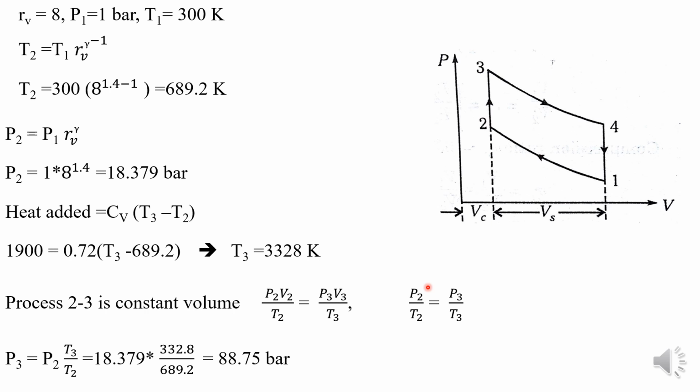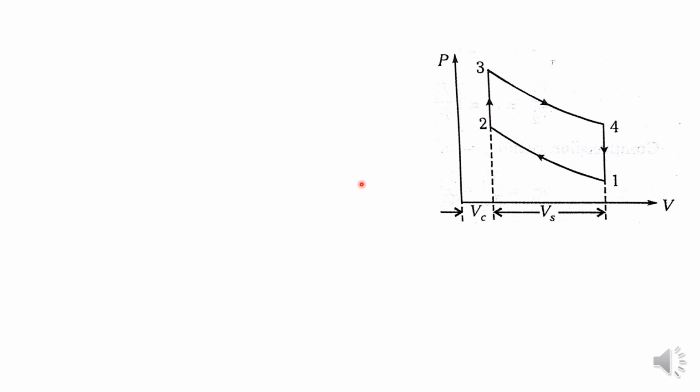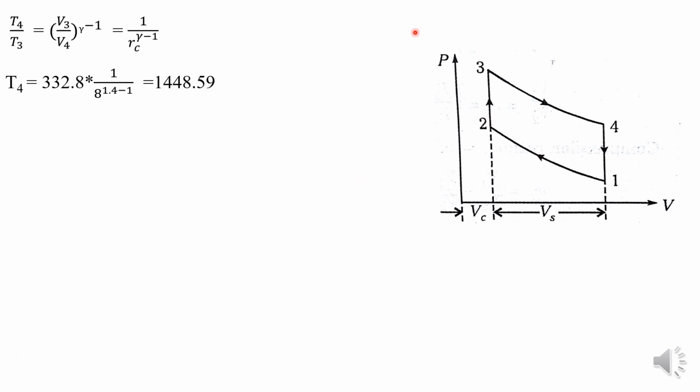Once you have P3, the only remaining point is 4. We need to find out 4. Use the same relations that you used earlier. We find T4, and once you have the value of T4, next you move on to P4. So all the pressures and temperatures you have got.